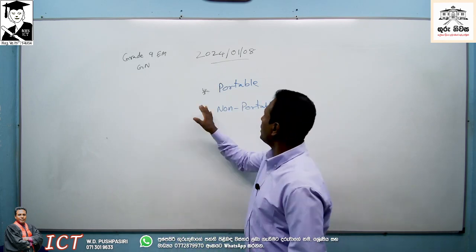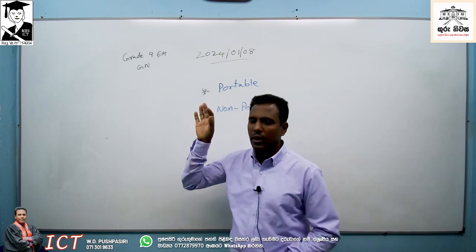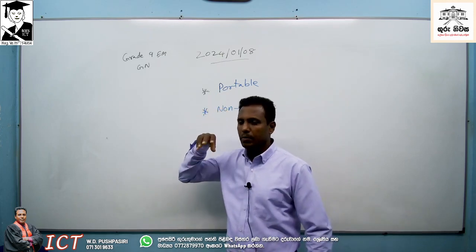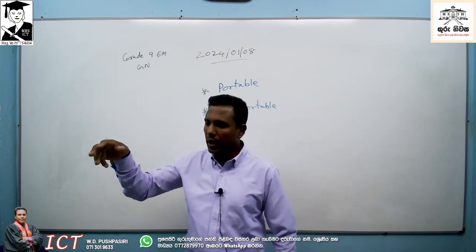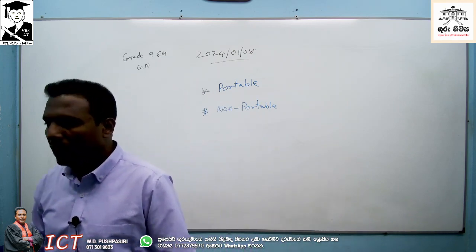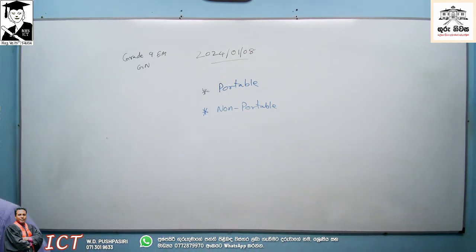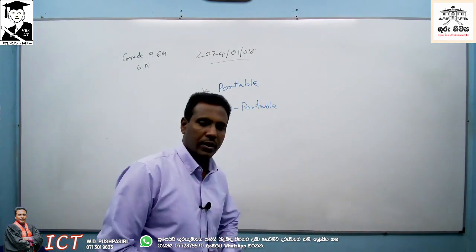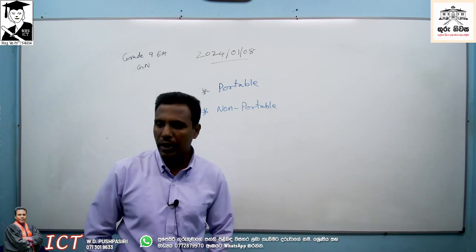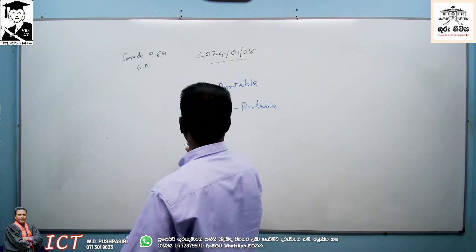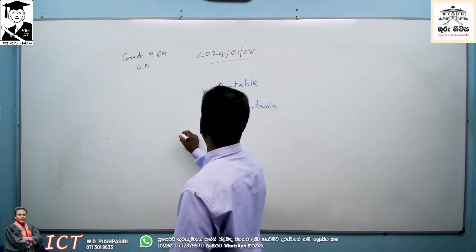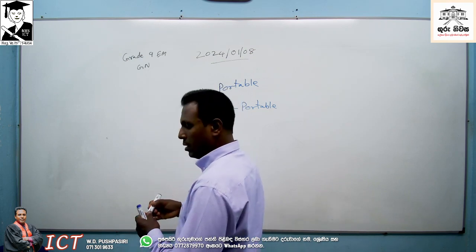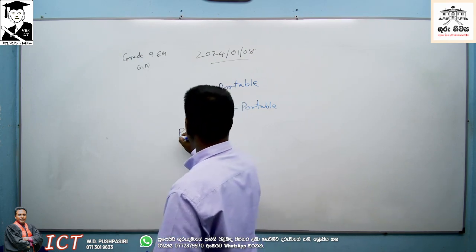Right. What did I say, portable computers? Those are the computers that we can carry, that we can take here and there, right? So that is called portable computers. Can you write down a small subheading called portable computers?